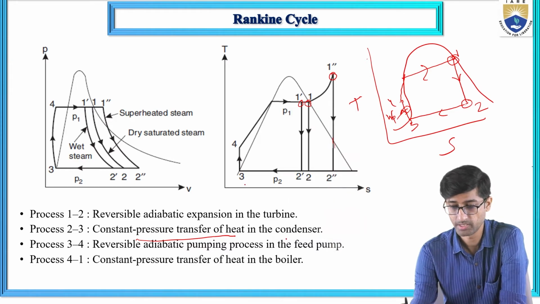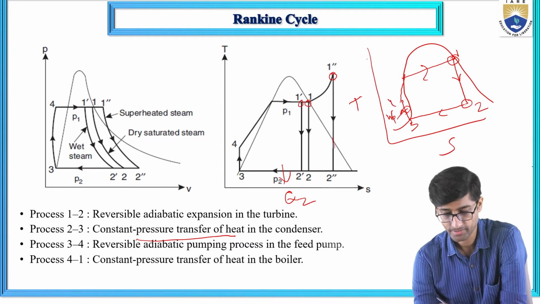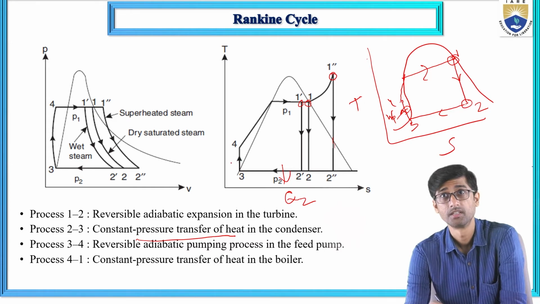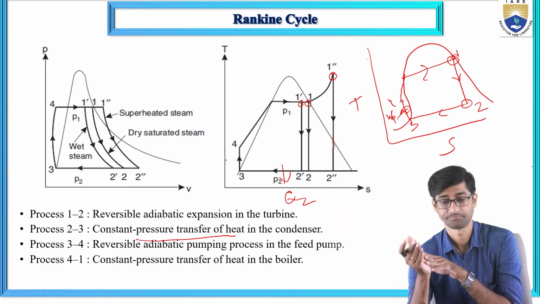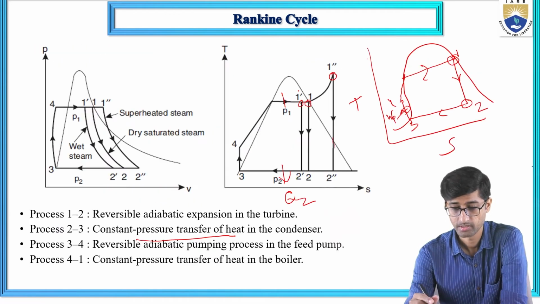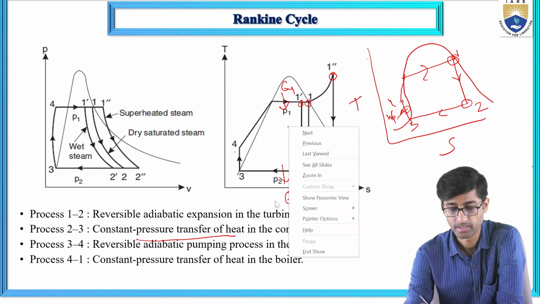That means in 2 to 3 we are rejecting heat. Let's say this is Q2. Heat is rejected in the condenser. 3 to 4 is a reversible adiabatic pumping process, in the pump, or an isentropic process. And 4 to 1, here we are supplying heat to the boiler. So this is, suppose, Q1. So now, 4 to 1 is the boiler, 1 to 2 is the turbine, 2 to 3 is the condenser, 3 to 4 is the pump. Now Q1 is the heat absorbed in the boiler, and Q2 is the heat rejected in the condenser.